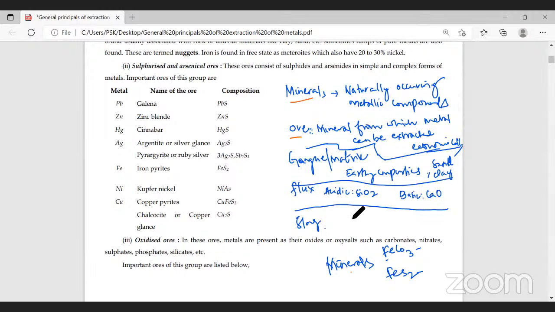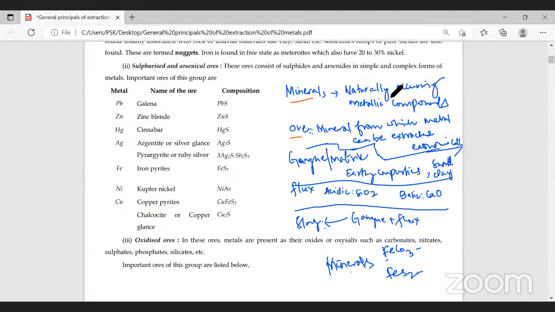Now, what is the slag? Slag is nothing but a combination of gangue and flux. Gangue and flux will combine to give slag. So impurities get eliminated in the form of slag by the combination with the flux. So these are the 5 terms or terminologies you need to remember so that we can get into the topic of extraction of metals.